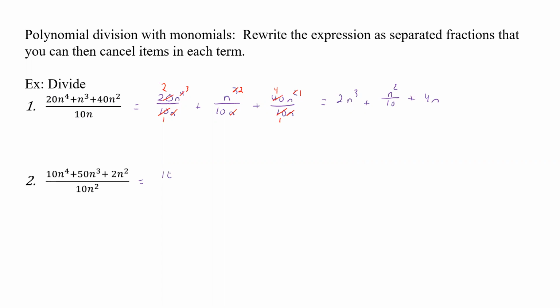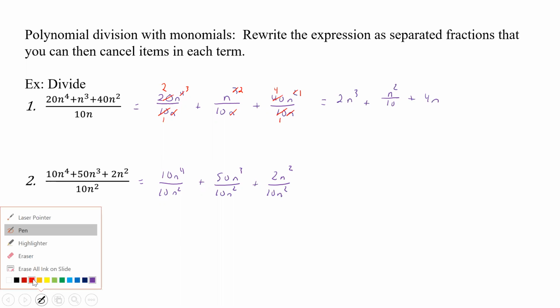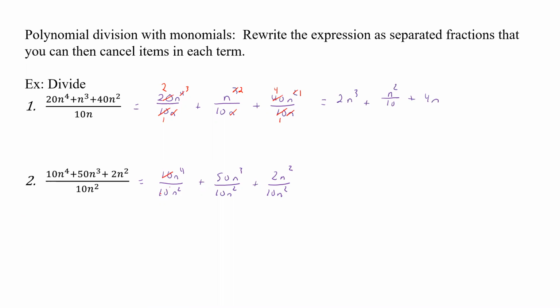So if we rewrite this, that would give us 10n to the fourth over 10n squared plus 50n to the third over 10n squared plus 2n squared over 10n squared. Now we can cancel things again. In this one, the two 10s cancel, we're just left with 1. 2 of these cancel 2 of these, so we have 2 left. 10 of those cancel there, and we have 5. Those 2 cancel 2 of those, we're left with 1. Well, that one goes in here once, and it goes in here 5 times, and those both cancel.